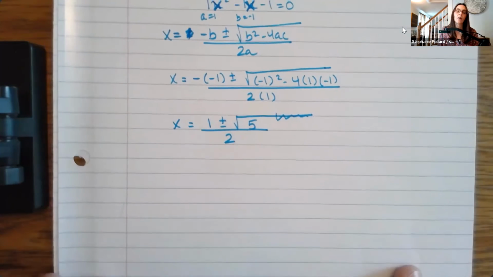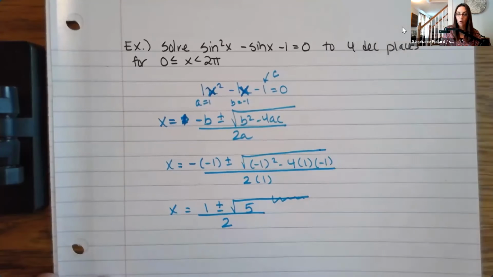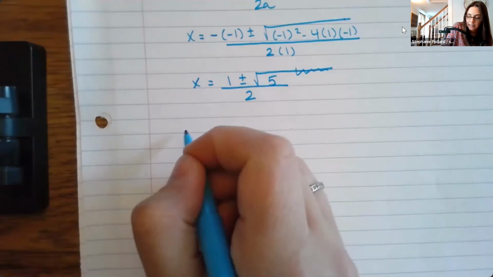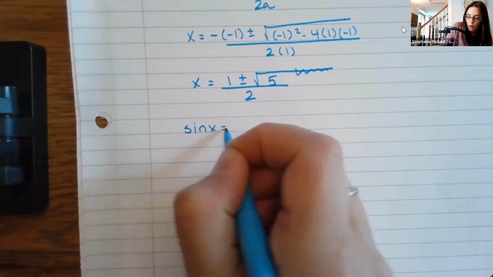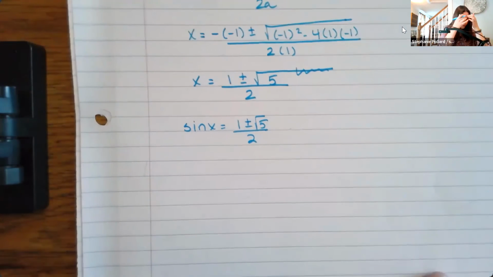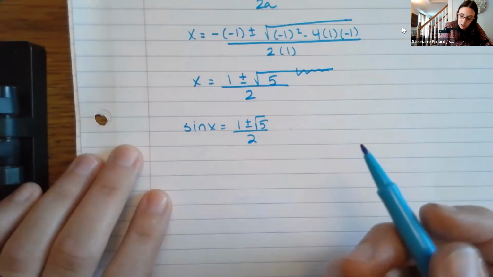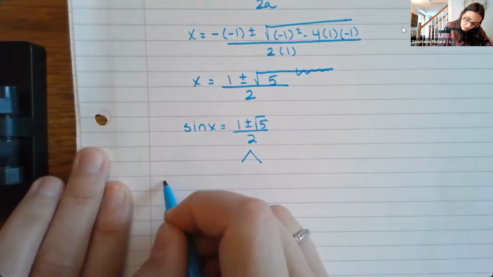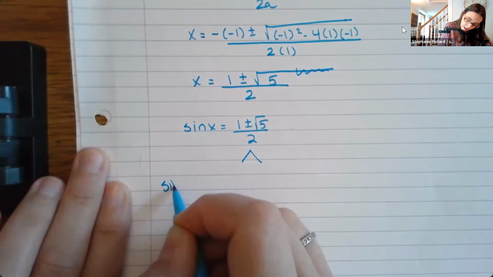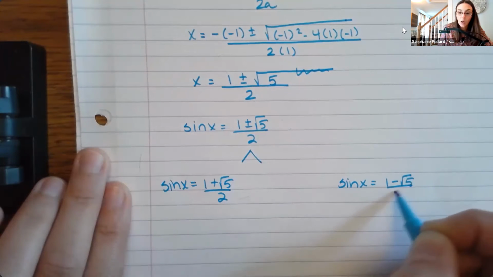And now just don't forget, it wasn't really x in the problem, it was actually sine x. So I'm going to change that back over now. And really, it's sine x equal to 1 plus or minus √5 all over 2. So there are 2 values here because plus or minus gives you 2 answers. So I'm going to go ahead and split this up. I have sine x equals 1 plus √5 over 2, and then I also have sine x equals 1 minus √5 all over 2.